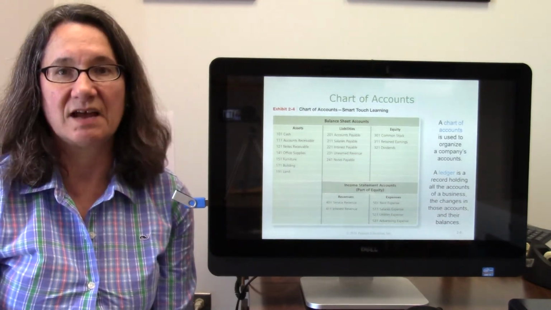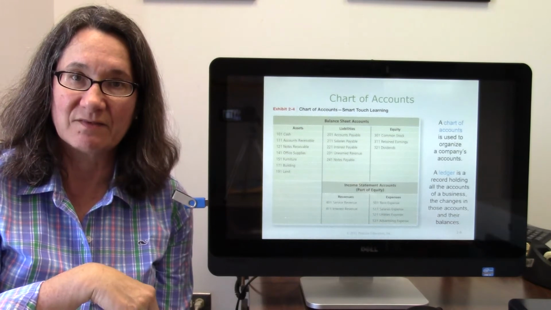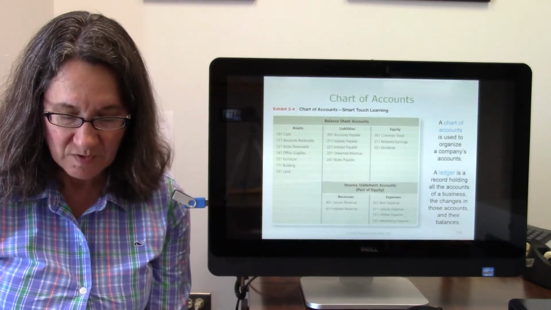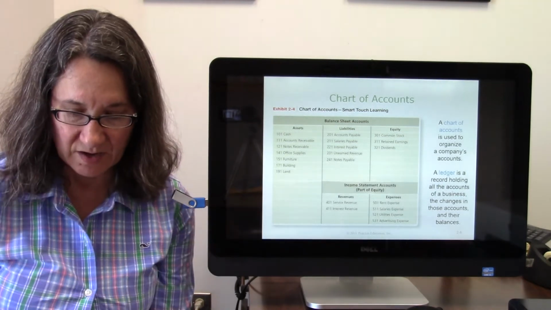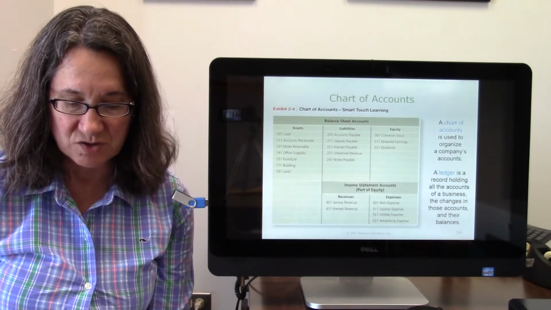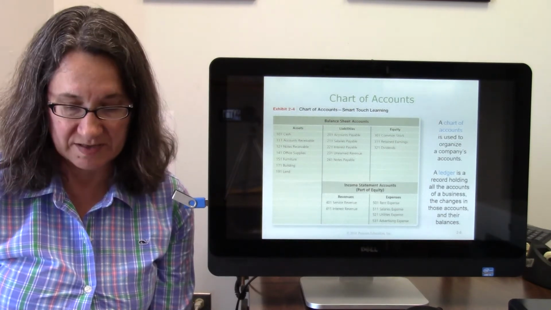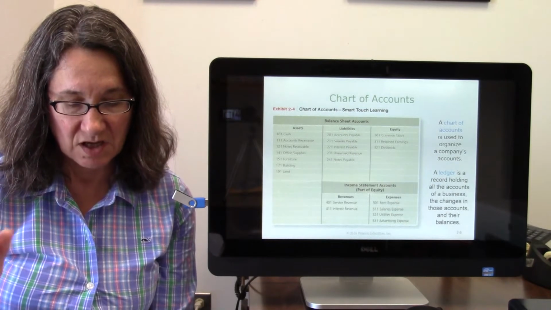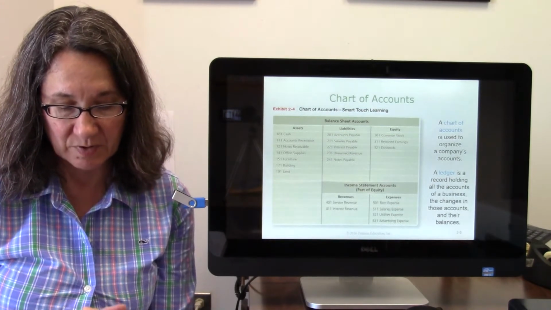Because Smart Touch doesn't have railroads. But in Monopoly, we have railroads. So our chart of accounts is going to be a little different. If you look at that chart of accounts, you'll see that a chart of accounts is used to organize a company's accounts. A chart of accounts lists all company accounts along with the account numbers.